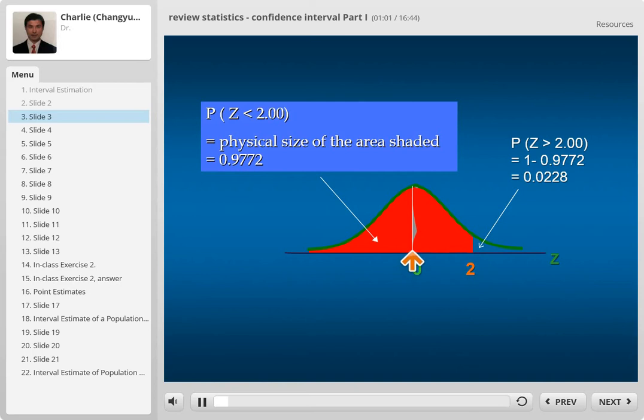Now, if we know the size of the area highlighted here equals to 0.9772, then we can find the size of the area beyond the 2 to the right hand of it, this tail here. The size of this tail equals to 1 minus 0.9772. Basically, it's 1 minus the highlighted area. 1 minus 0.9772 equals to 0.0228. That is the probability of z bigger than 2.